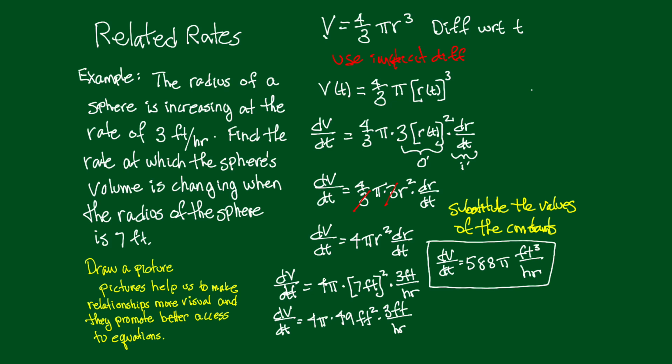Now, what is it doing? Well, look, 588 is positive, pi is positive, so this is positive. So what do we have? dV/dt is positive times positive is positive, which means that V is increasing.